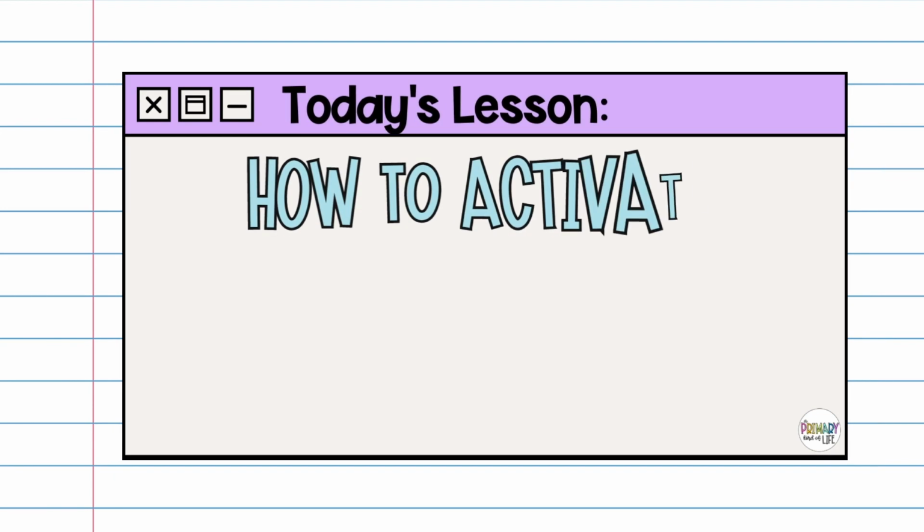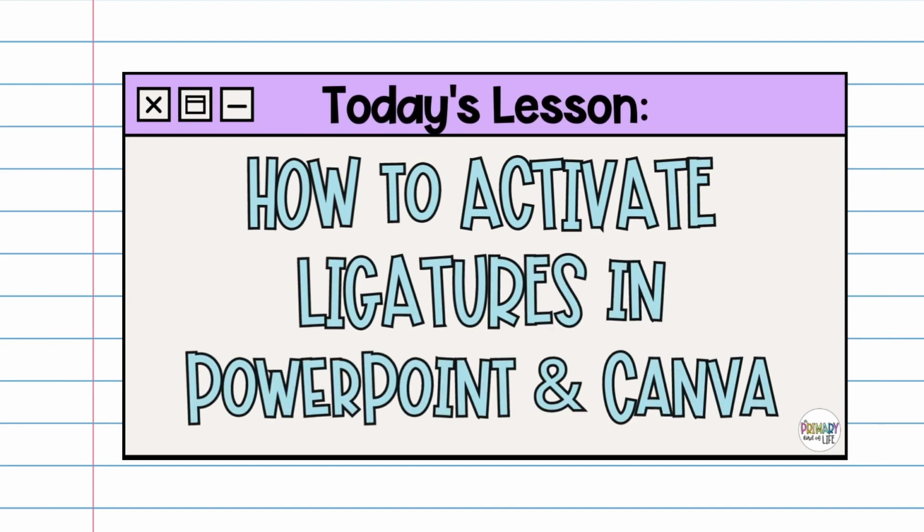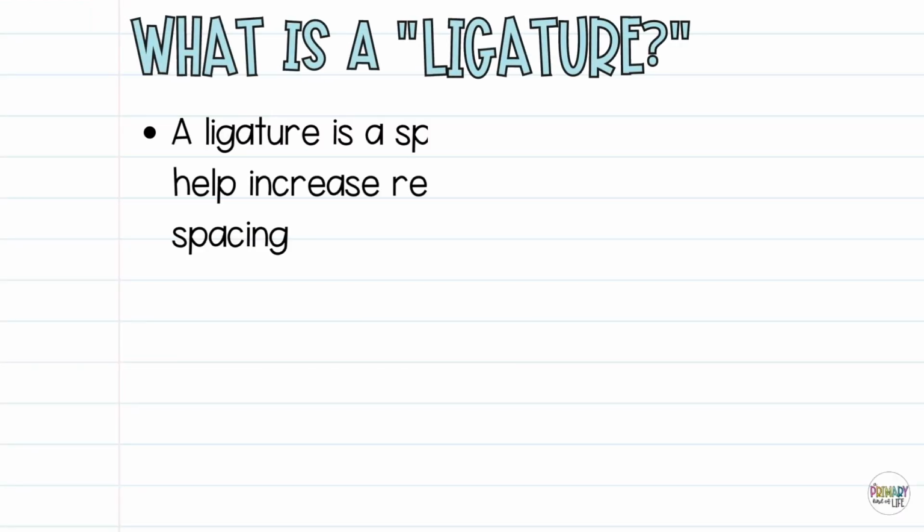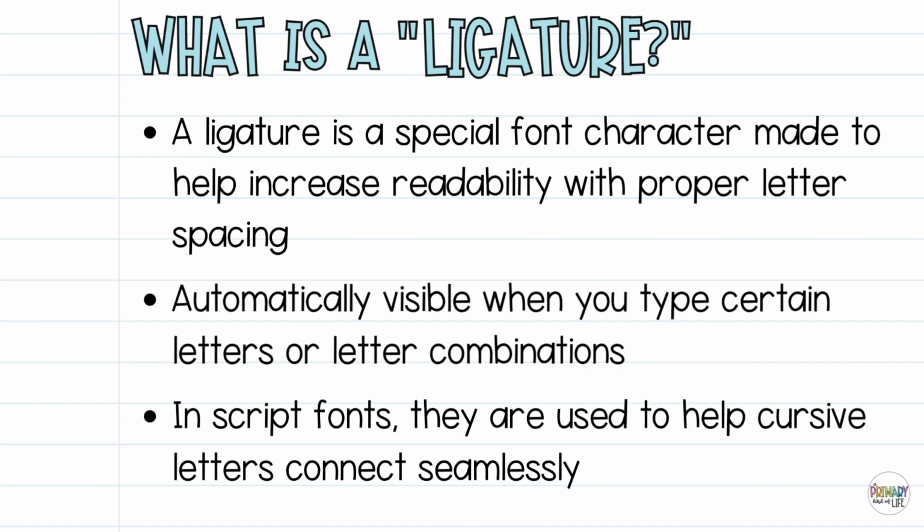Today's lesson: how to activate ligatures in PowerPoint and Canva. A ligature is a special font character, like a letter or combination of letters, that font makers create to make the font more readable. When enabled, ligatures are automatically used when you type certain letters or letter combinations. In script fonts, like the one I'm going to show you today, they're used to help cursive letters connect smoothly, like real writing. Sounds amazing, right?